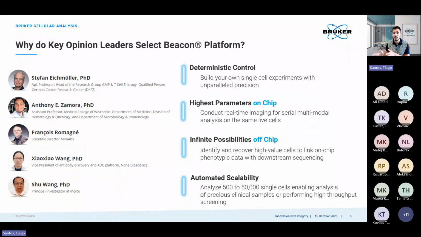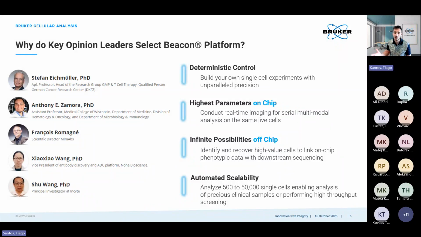So that's why we call the Beacon a functional first platform. You first try to screen which are the subsets of cells showing that functionality, and then you retrieve the cells for downstream analysis. This way, we try to bridge the gap between both omics. And also, it's fully automated, as you will see, even in the loading of the reagents, loading of the beads and cells. It can be fully automated by the Beacon, and it's scalable.